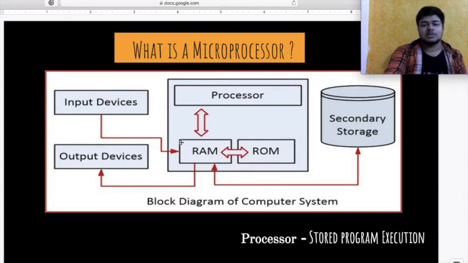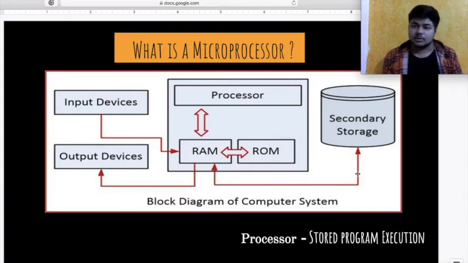The memory has a simple functionality, which is to store data and programs. Some examples of programs are VLC media player, Windows Media Player. These are programs, and examples of data are songs and videos which we play in them.